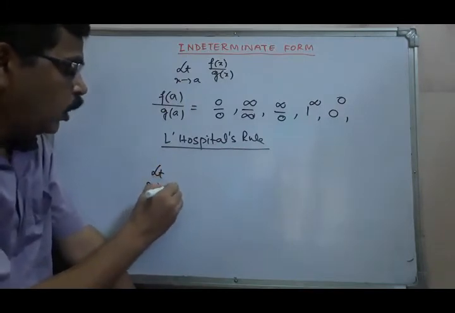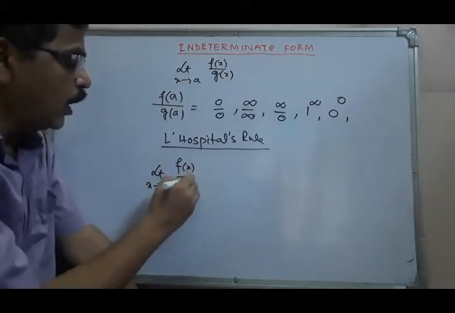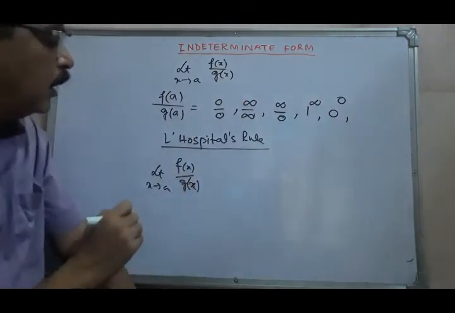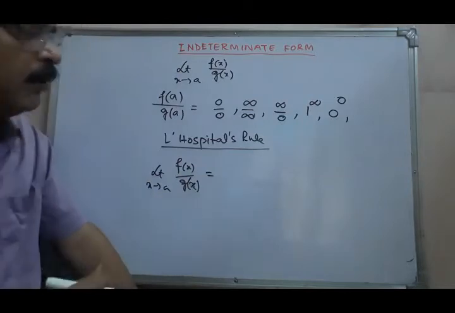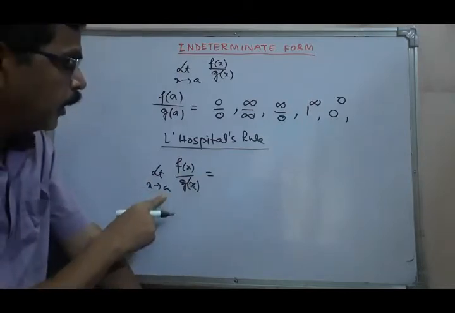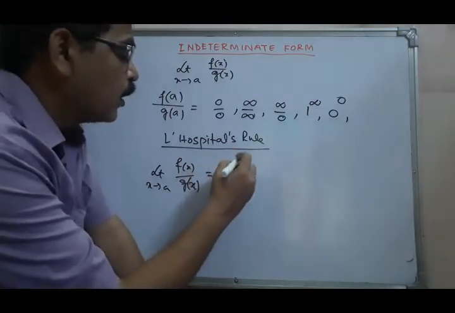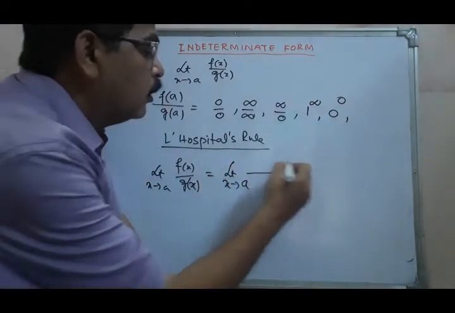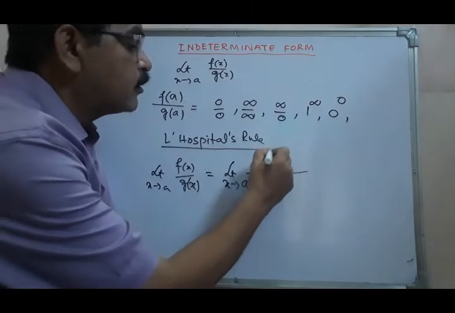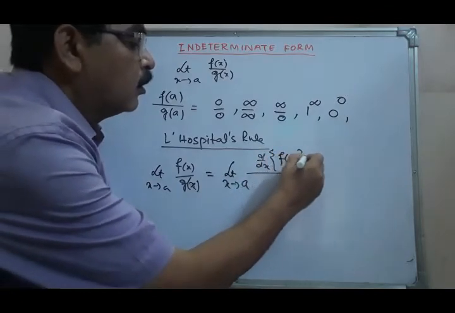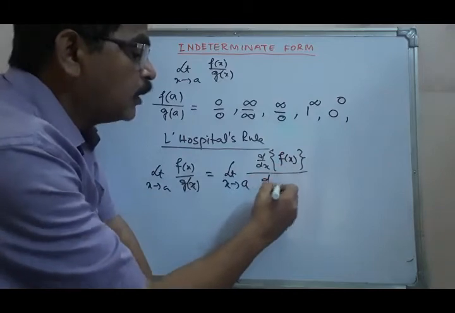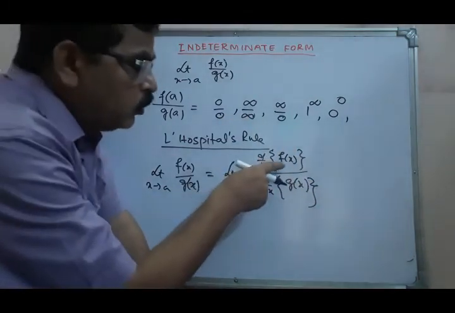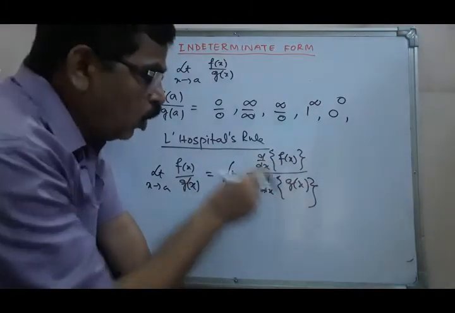The limit as x tends to a of f(x) by g(x). Suppose any one of these forms arises, then we will not substitute the value of x directly. We will do the limit as x tends to a of d/dx of f(x) divided by d/dx of g(x). So we have to take the derivative of the numerator as well as the denominator.